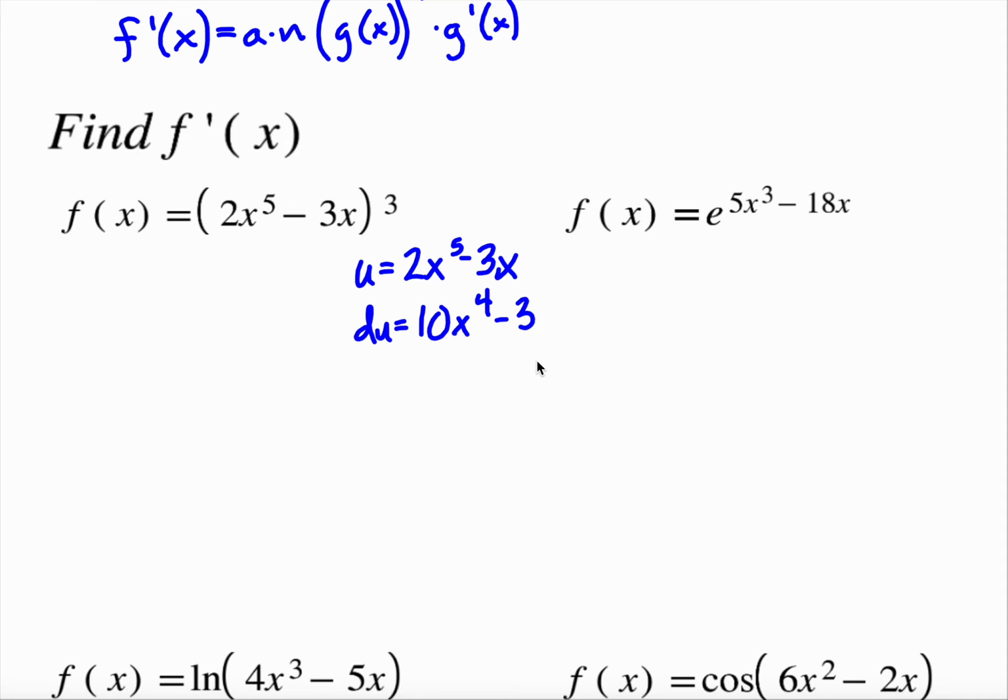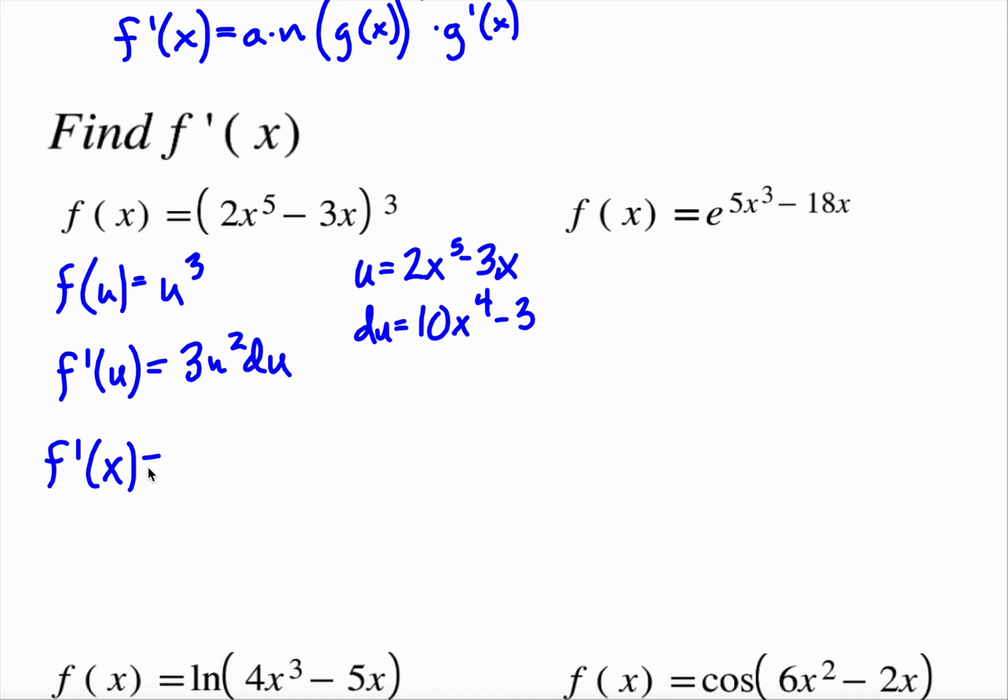So what we're going to do here then is go ahead and use it. I want to rewrite this as f prime u. Well, let's just say f of u, and that's going to give us u cubed. And now f prime u is going to be 3u squared du. Okay, but then I'm going to put back in the u and write it in terms of x. So we're going to get 2x to the 5th minus 3x squared, and then we're going to have 10x to the 4th minus 3.